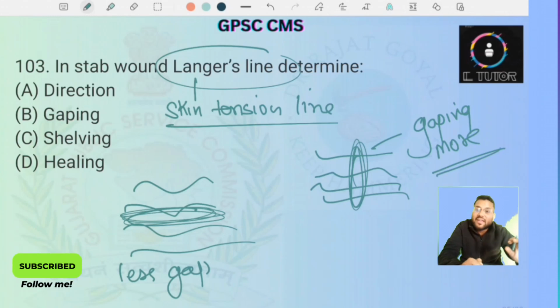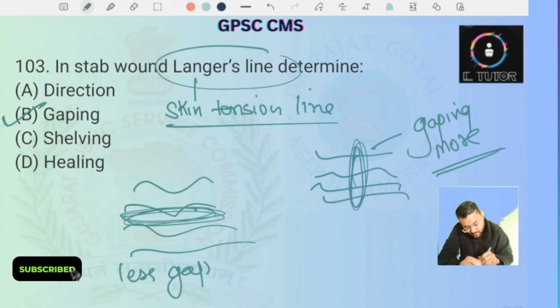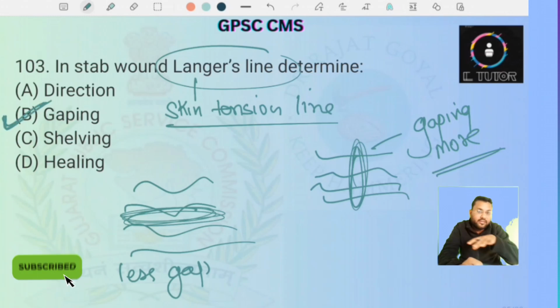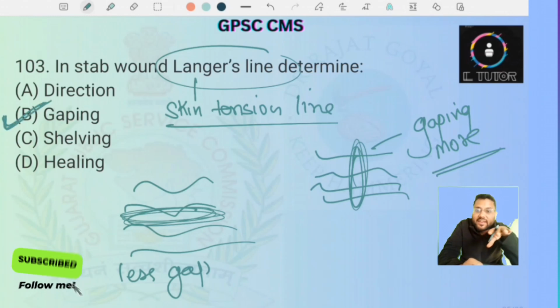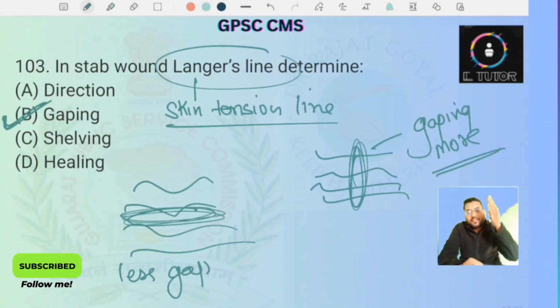So basically, Langer's line in stab wound determines the gaping. The answer will be option B, gaping. Whenever the wound is parallel to Langer's lines, less gap will be there. Whenever it is perpendicular to Langer's lines, more gap will be there.